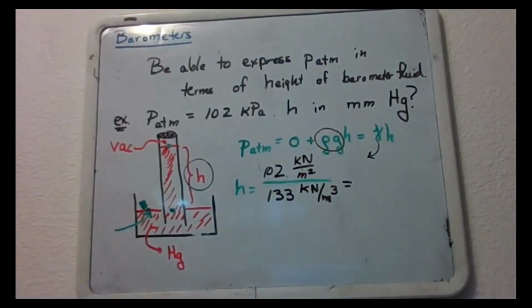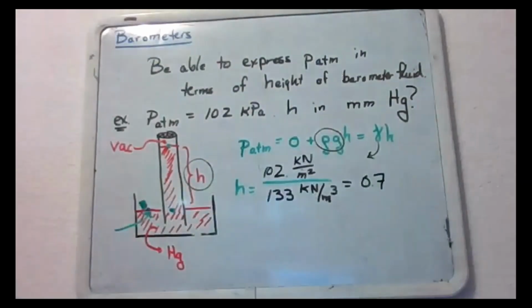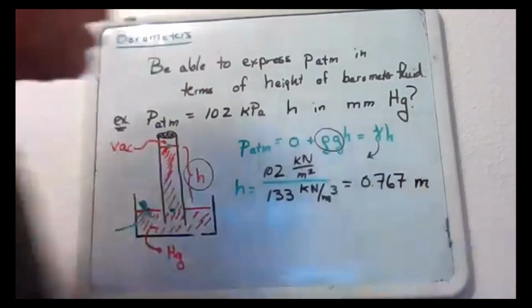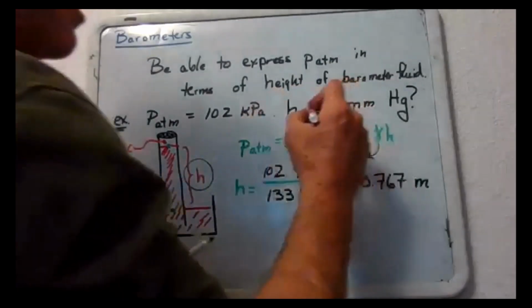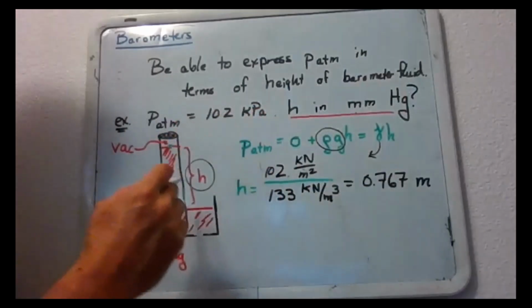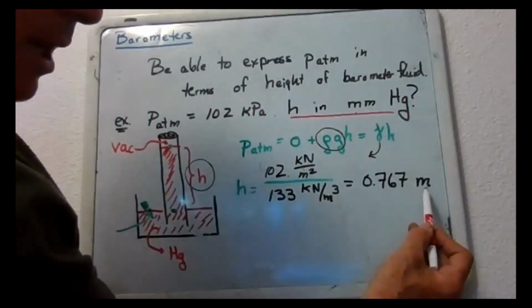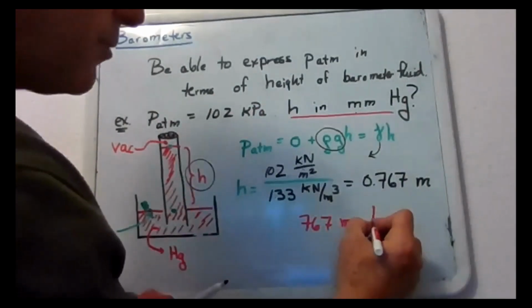So I'm just going to go ahead and do the math really quickly on my calculator. 102 divided by 133. Okay, and I've got 0.767. Okay, and what units is that? That is meters. All right, still haven't answered the question. The question was, could I express this pressure in terms of millimeters of mercury? And that would be, okay, what is the height of this barometer in millimeters of mercury? Well, there are 1,000 millimeters in a meter, so our answer would be 767 millimeters of mercury.